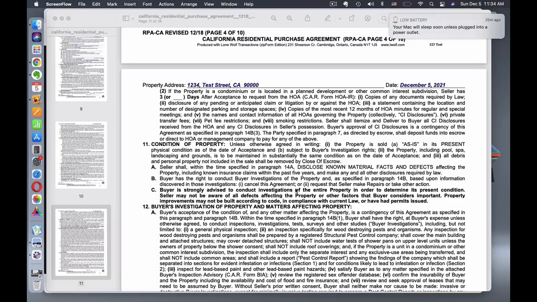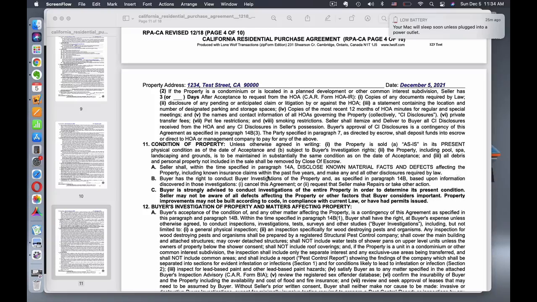Am I okay? The seller's required to disclose, and you'll see it right here under A, any known material facts or defects affecting the property. So they've got to tell you if there are adverse conditions in that property that would affect your desire to buy the property. They need to tell you about this stuff.